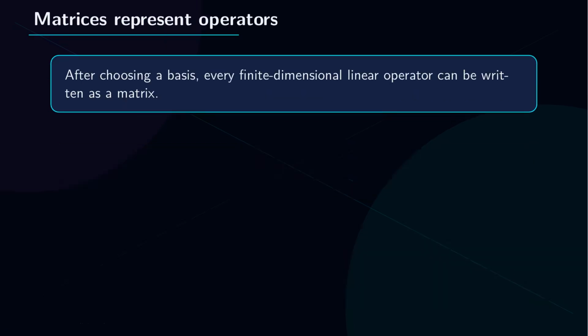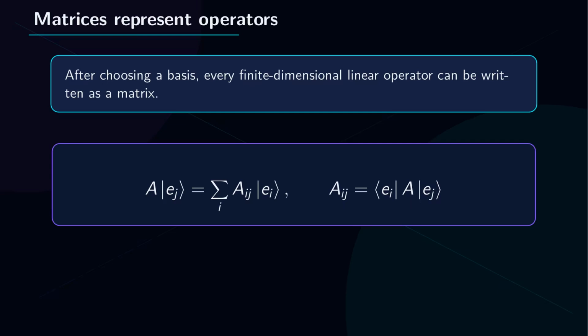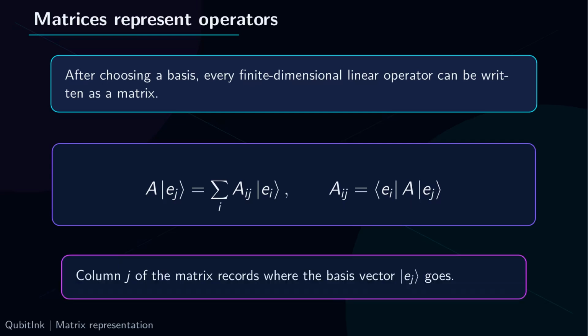After choosing a basis, every finite-dimensional linear operator can be represented by a matrix. The coefficients Aij tell us how A acting on basis vector Ej decomposes along the output basis. Equivalently, Aij is the matrix element bra Ei A ket Ej. This gives a useful interpretation of a matrix. Its jth column records exactly where the operator sends the jth basis vector.